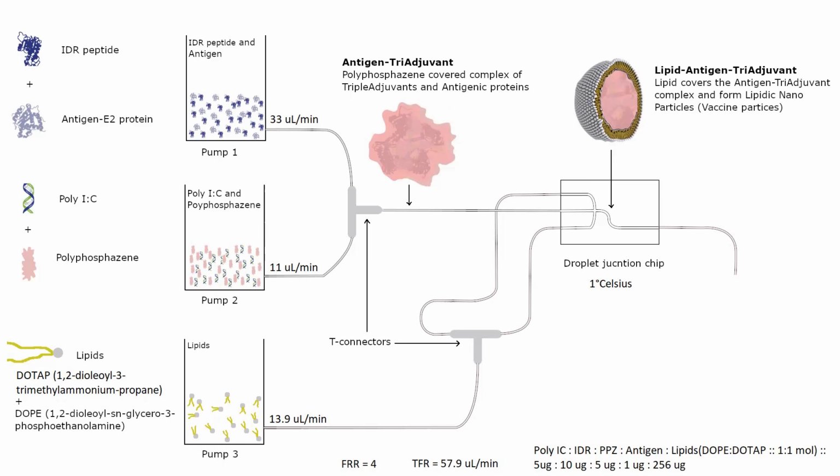Having lipids on the surface and antigen tri-adjuvant in the core of the particle, these are referred to as LAT subunit vaccine formulation. The freshly prepared LAT formulation is subjected to nitrogen flow at 40 degrees Celsius for 15 minutes to remove ethanol.